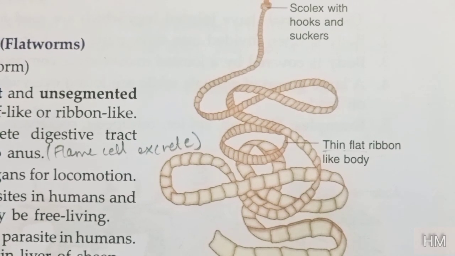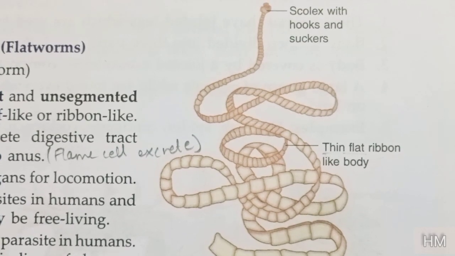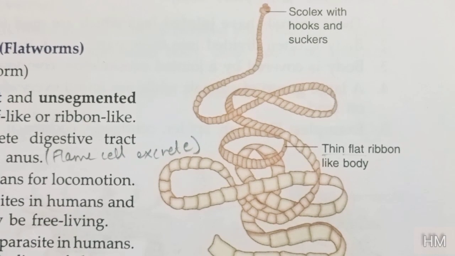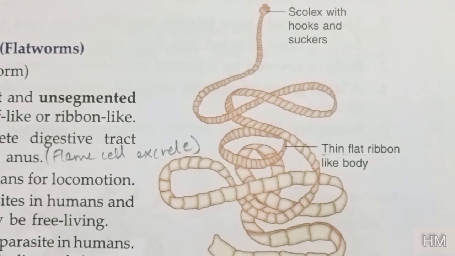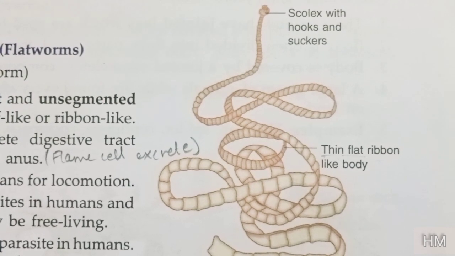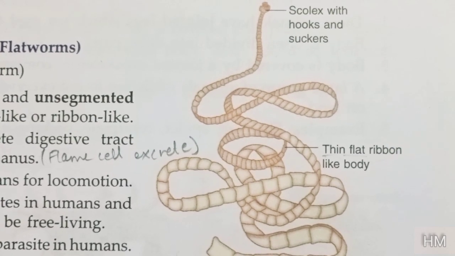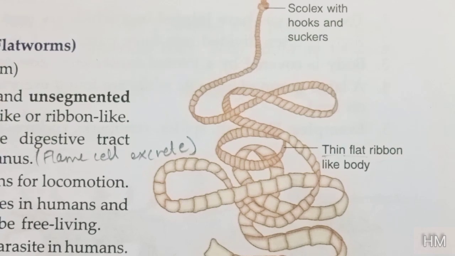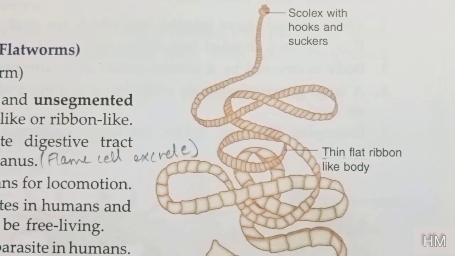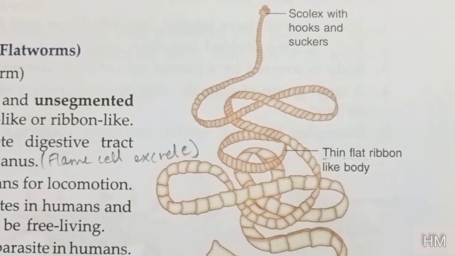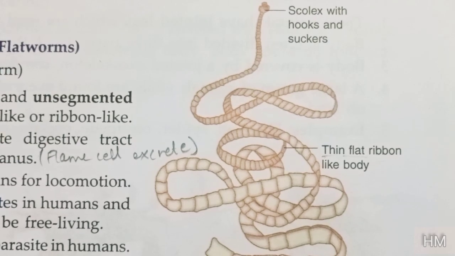Flatworms are mostly parasites in humans. Mostly they are endoparasites. We know that parasites can be endoparasites as well as ectoparasites. But Platyhelminthes are endoparasites. That means they are found inside the body of humans and also other animals. Some may be free living animals too. The tapeworm shown here is a parasite in humans. There is one more example of Platyhelminthes, that is the liver fluke, which is a parasite in the liver of sheep.